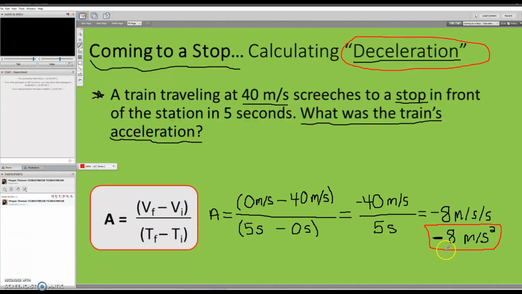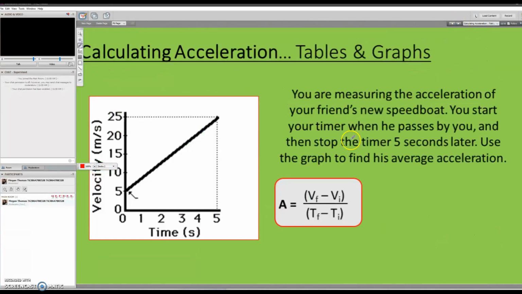Negative values of acceleration tell us that objects decelerate as they move. So we can also use information from tables and graphs in order to help us calculate changes in velocity and time in order to get an object's acceleration. So let's use our information here and compare it with our graph to find a change in acceleration.